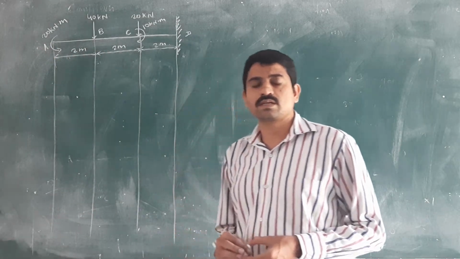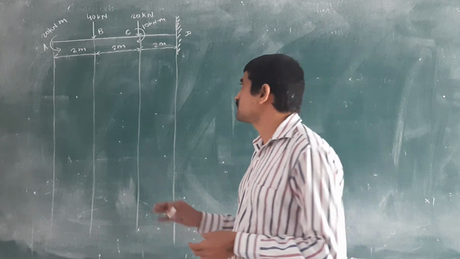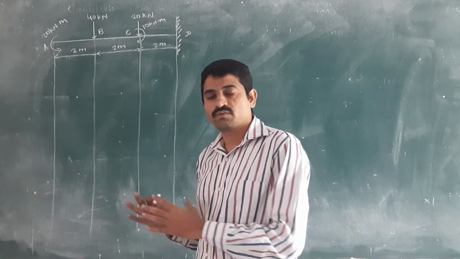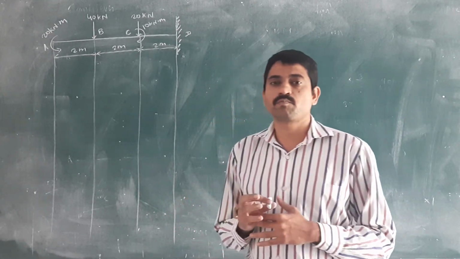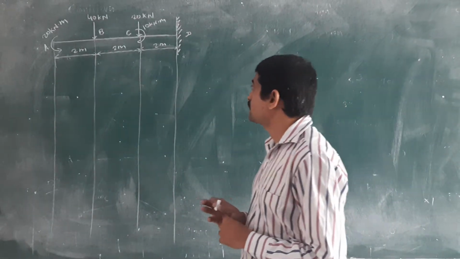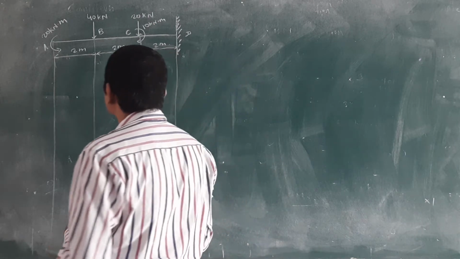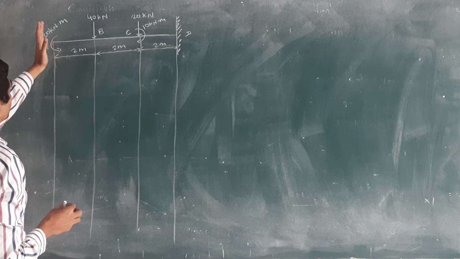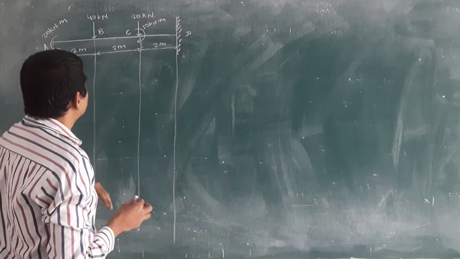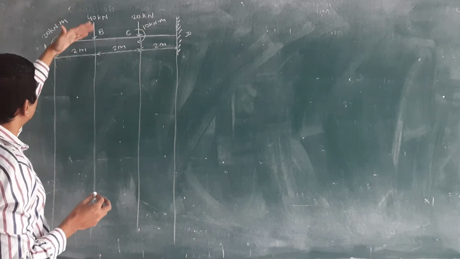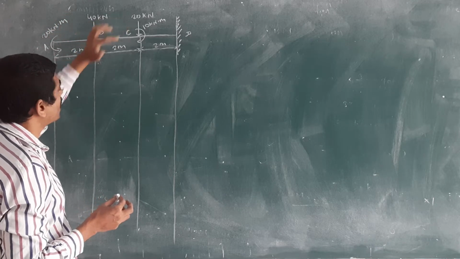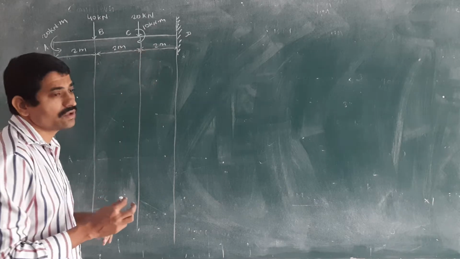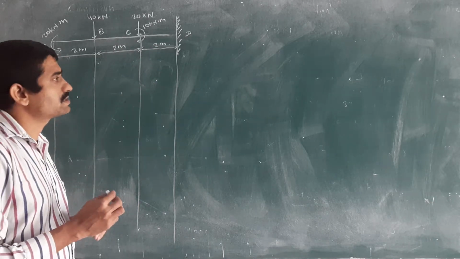In today's lecture, we'll see the cantilever beam numericals. Today we'll complete this cantilever beam part. See, this cantilever beam is given, having a couple at point A and at point C, and some point loads at points B and C. The distances are given: 2 meter, 2 meter and 2 meter. And how to solve this numerical?